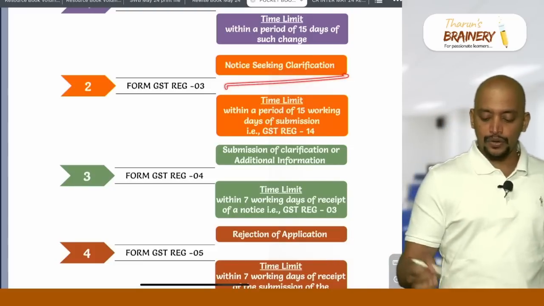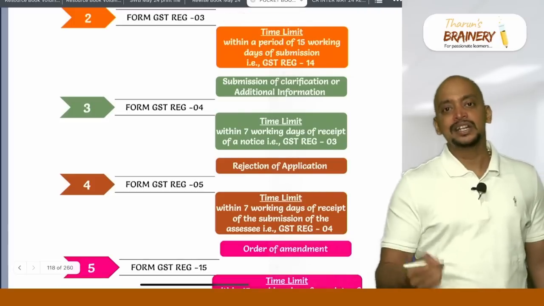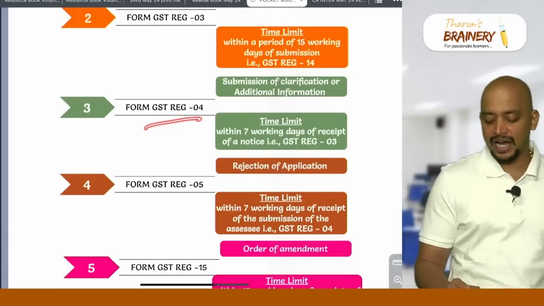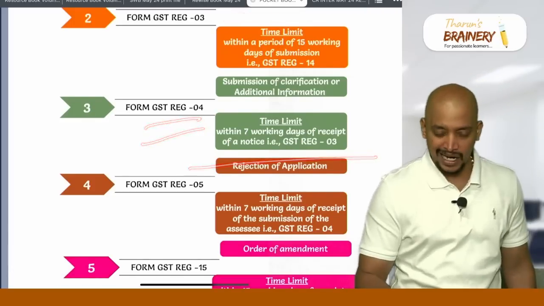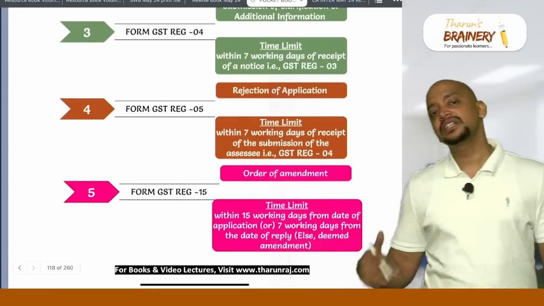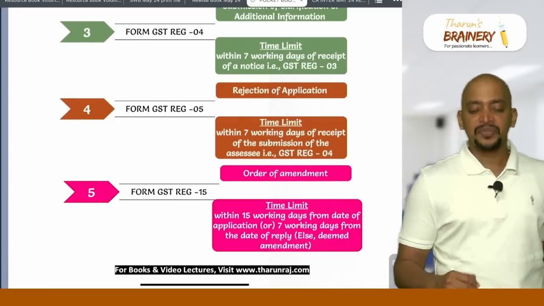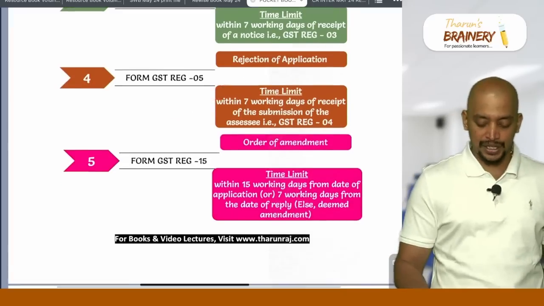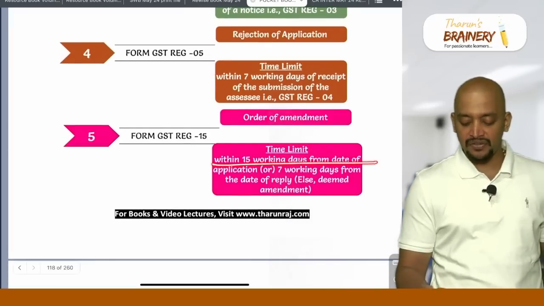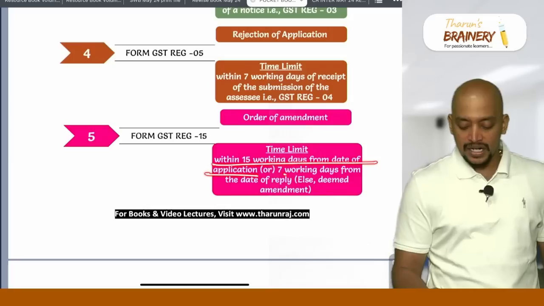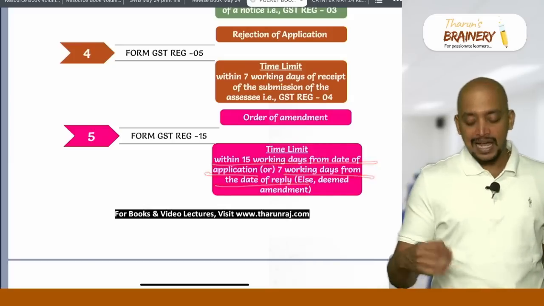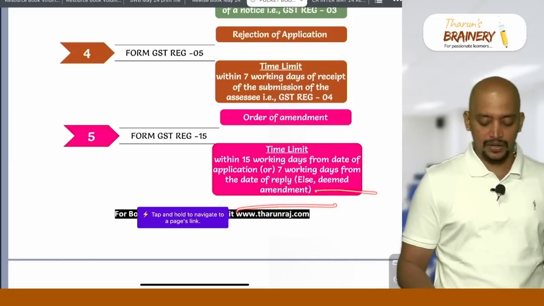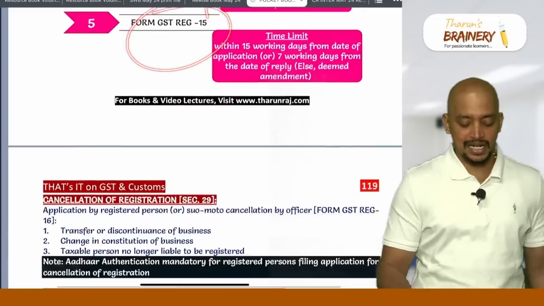Okay, so now a notice will be given. After the notice is given, we need to give a reply. Usually the reply will be in REG 4 and the time limit will be 7 working days. After we give the reply, again within 7 working days, the officer, if satisfied, will pass the order, otherwise he will reject the application. So if he is satisfied, it is within 15 working days from the date of application or 7 working days from the date of reply, else it is deemed to be amended. Okay, and the amendment order will be in REG 15.